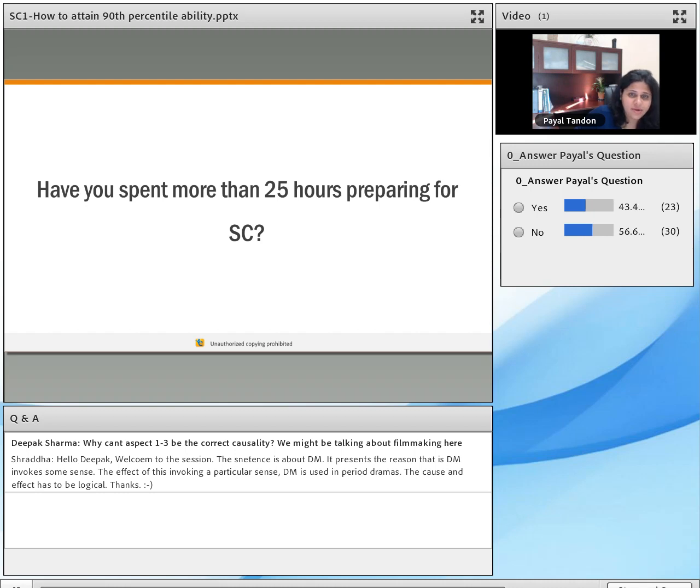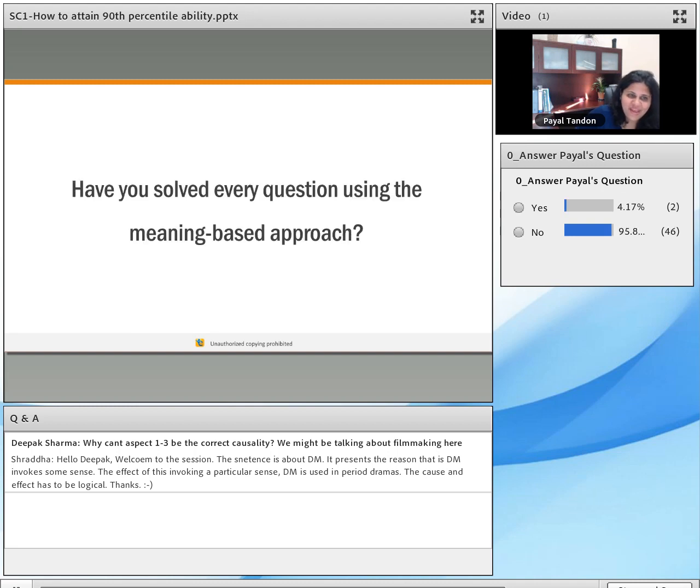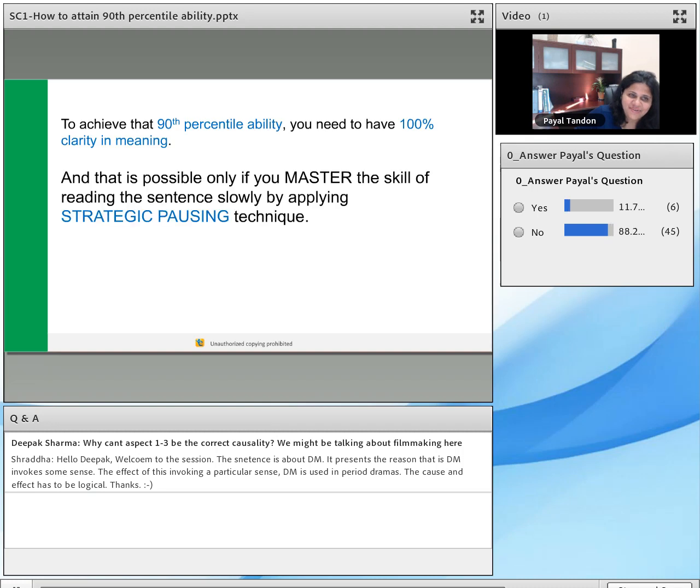So this means that quite a few of you are just starting preparing. Do you feel that you are at 90th percentile? And I know the answer to this question. No. Have you solved every question using the meaning-based approach? I know the answer to this question too. So really, to achieve that 90th percentile, you have to have that 100% clarity in meaning.